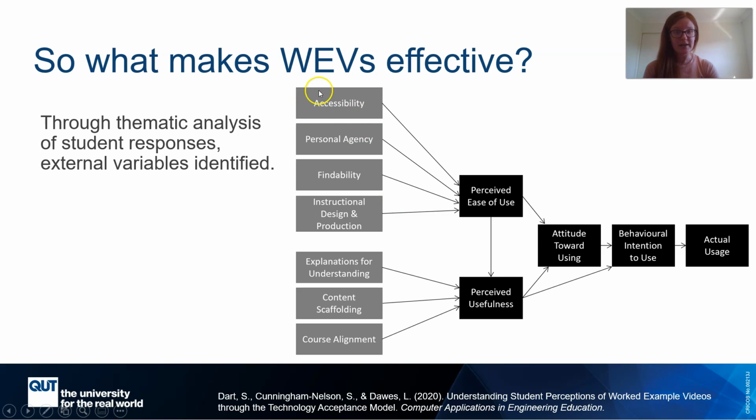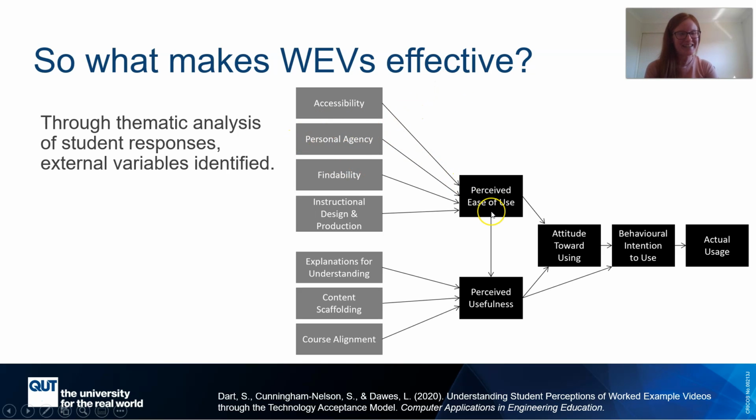The first one, accessibility, influenced perceived ease of use. People talked about the fact that the videos were really easy to access because they didn't have to be on campus. They could log in at any time, any place, and look at them. People also talked about the YouTube platform as being really easy to use and accessible, basically because often people had quite a bit of experience using YouTube before engaging with the subject.